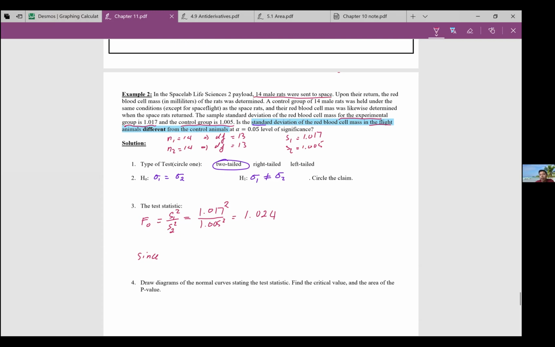So in this case, N1 is 14, yes? And then you go on to the next one, the control group, so that will be N2. They always go in that order for the stats.